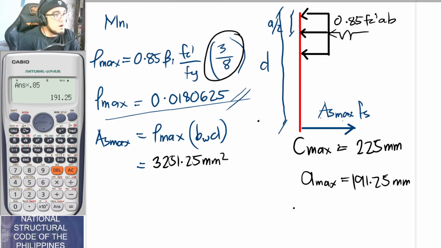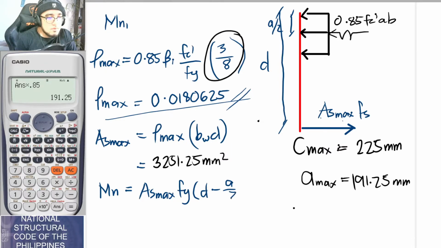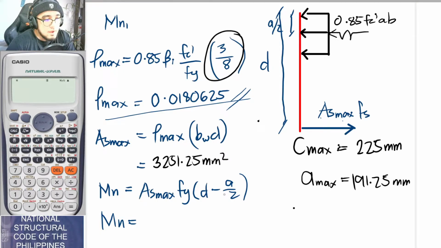For our value for our Mn, this is equal to As, and what is our As max? That is 3251.25. I would just be writing the formula: As max times fy times d minus a over 2. I would just be storing this 191.25 to my a. Shift store A. With that, Mn is now equal to, what is the As max?